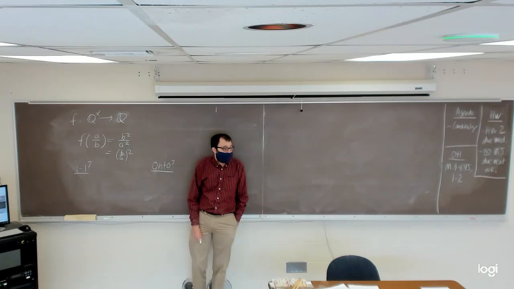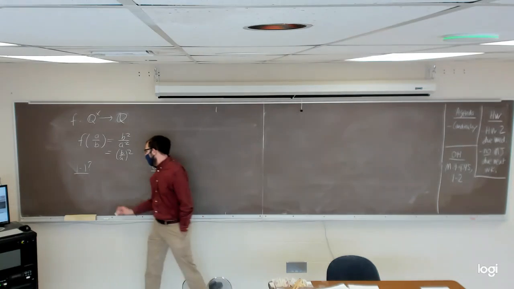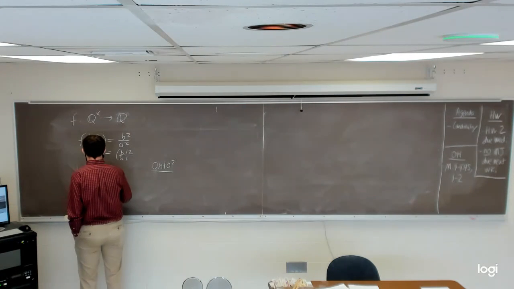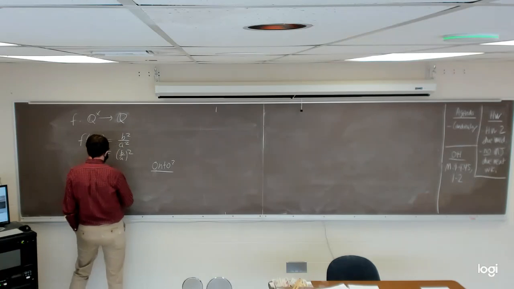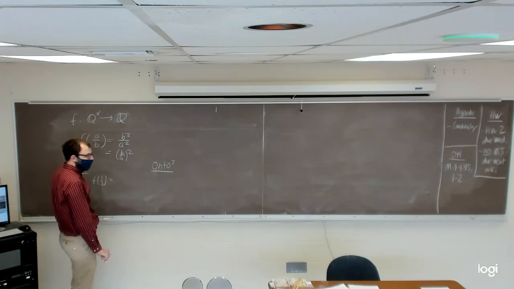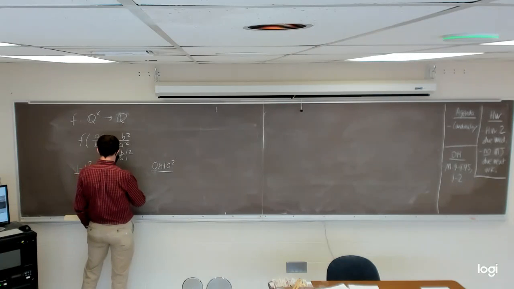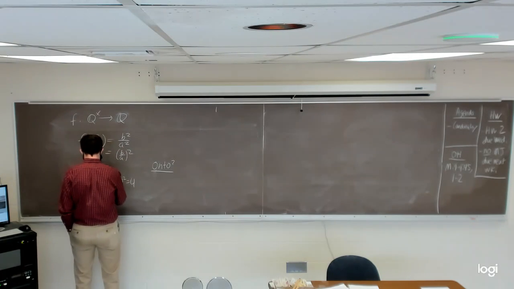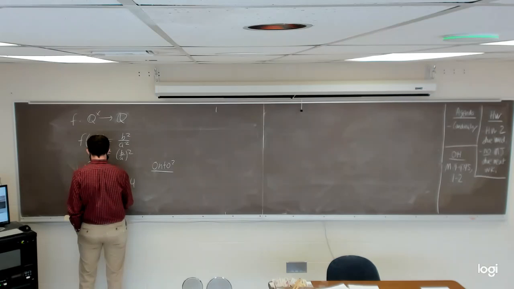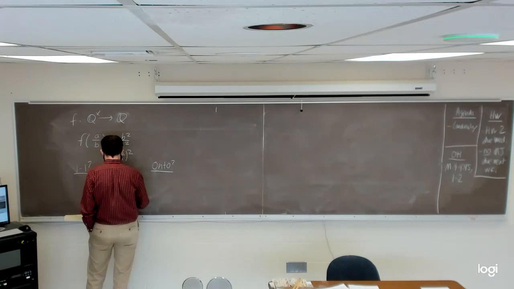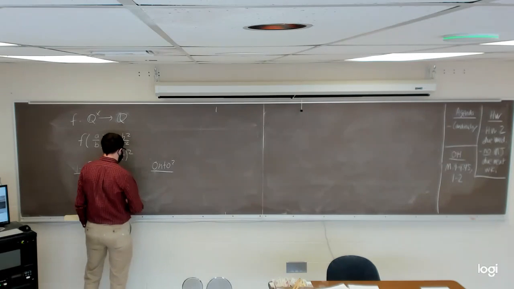1/2 and -1/2. Okay, what do we get if we take f of positive a half? We get 2 over 1 squared, which is 4. And if we take f of -1/2, that would give us -2 squared, which is also 4.